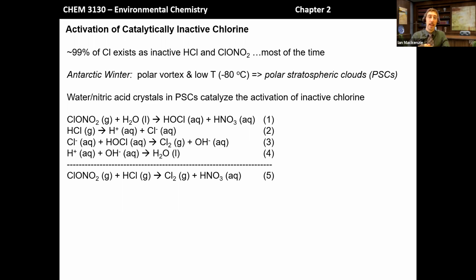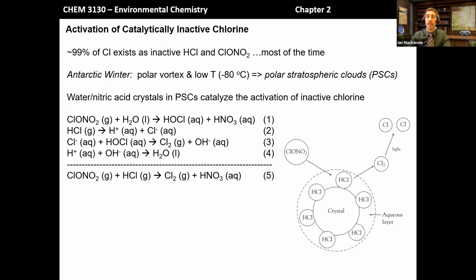If we take all of these four reactions and sum them together, we get this net reaction, which is just the reaction between the two inactive forms of chlorine, chlorine nitrate and HCl, hydrochloric acid, to form diatomic chlorine and nitric acid. That diatomic chlorine is released from the particle. This is illustrated in this figure in your textbook, where we have that crystal with an aqueous layer on it, and then HCl gets dissolved in that and reacts with the chlorine nitrate through various steps, as we went through, to generate chlorine gas.